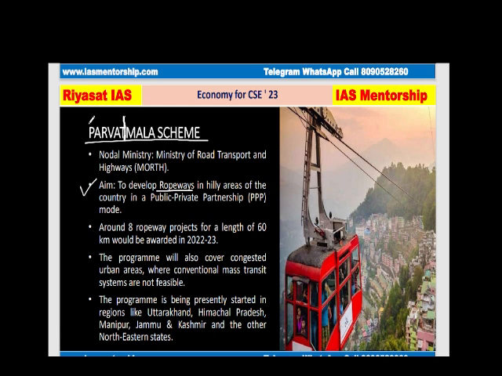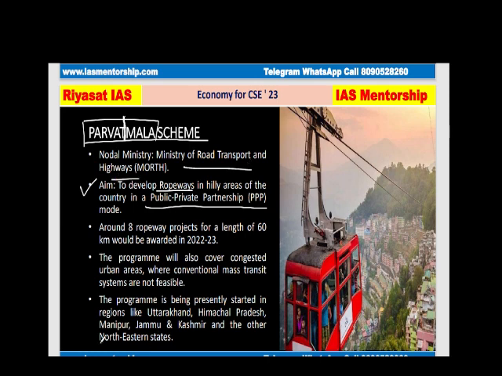See, just by breaking the name, you can analyze what type of scheme it is, what it is focusing on. In hilly areas, using public-private partnership, PPP. And who will be the nodal ministry? The Ministry of Road Transport and Highways.